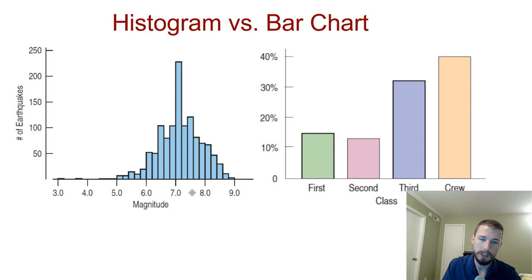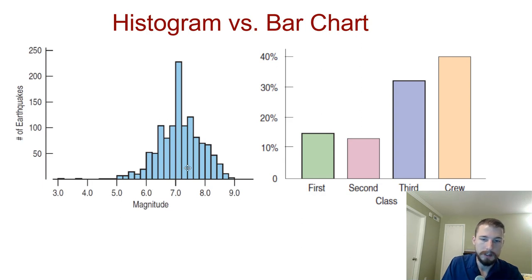Also, if you notice down here, instead of having categories, now we have a scale of the quantity of our variable with its units, magnitude for the Richter scale. Another thing I'll point out is that when we're dealing with bar charts, the order doesn't necessarily matter. You might think it naturally makes sense to do first, second, third class, and then crew after them, but we could move this around and switch it up, and it wouldn't make a difference. However, when we're dealing with histograms, the order is very clear. We're dealing with a number scale going from small to large, and we have our units here.